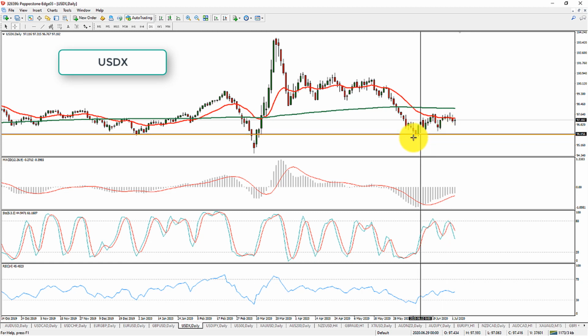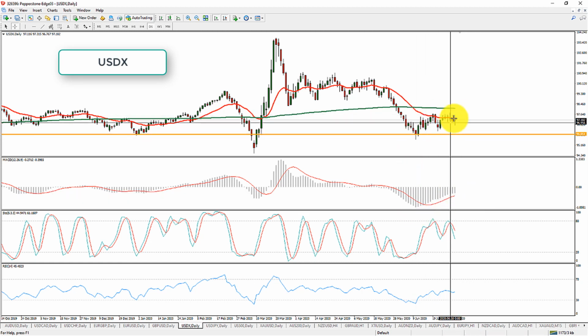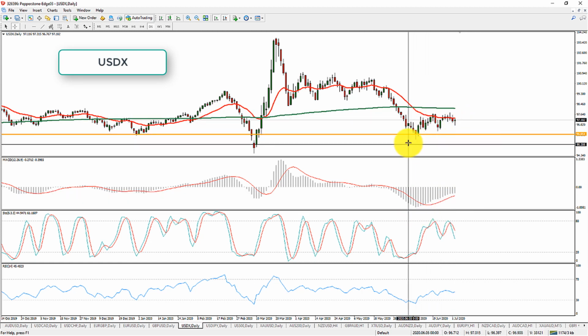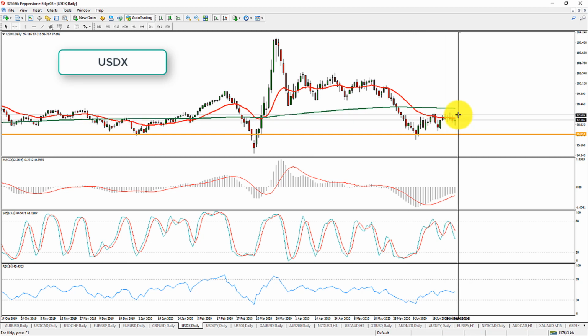I still like this one. I still think that the MACD is still agreeing with a move up, so we're happy with that. It's got to break the 20 for mine. It needs to break up above this level. It needs a close above the sort of 97.80 now to really give us some positive movements.